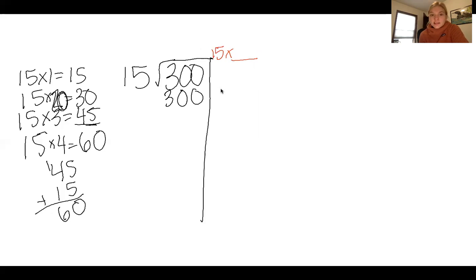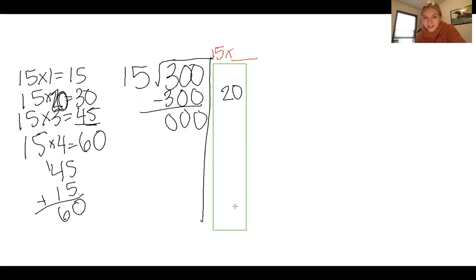So I took 15 times 20, and that equaled 300. And let's see how much I have left. Well, everything equals 0. I have no remainder. And in order to find my answer, I just need to add up anything on the right-hand side of my line. So my answer is 20. 300 divided by 15, so 15 equal groups, 20. I could punch it in a calculator if I need to double check.